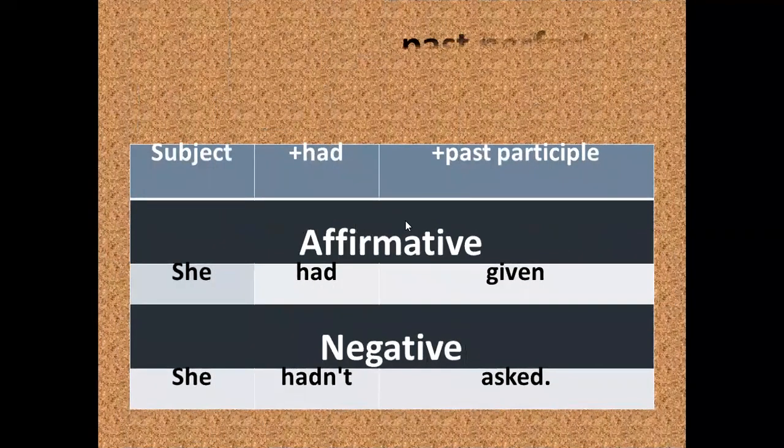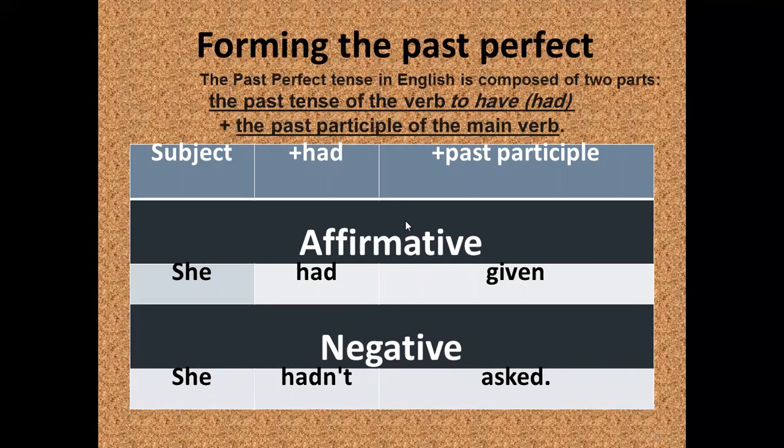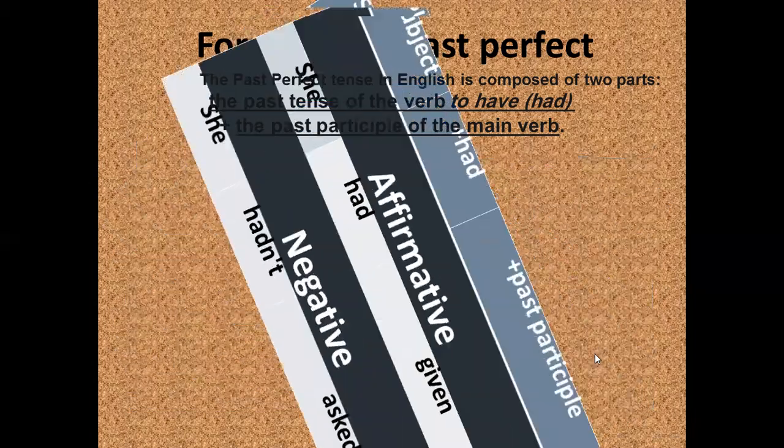What about the forms of past perfect? Forming past perfect. The past perfect tense in English is composed of two parts: the past tense of the verb have, which is had, plus the past participle of the main verb. She had given, in the affirmative: subject plus had plus past participle. What about negative? Had will be hadn't. She hadn't asked it.